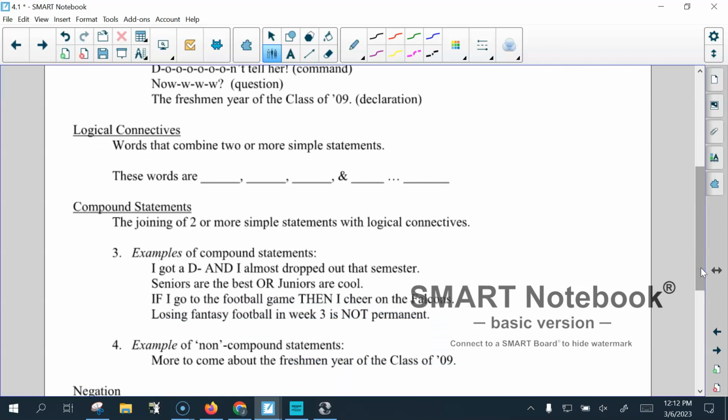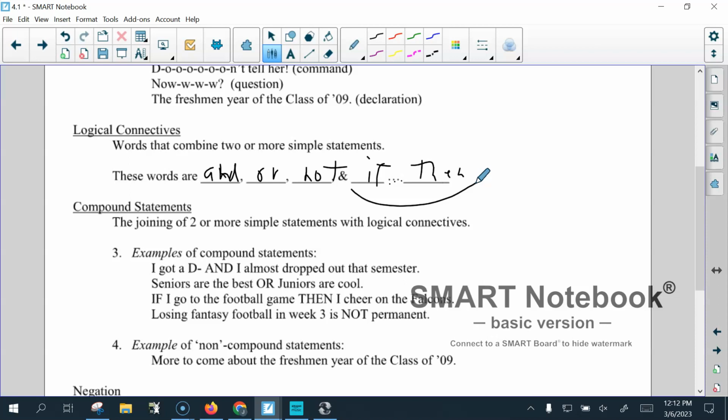All right? So, we also have logical connectives. Connectives meaning words that combine two or more simple statements. So these words are and, or, not, and then if then. Notice how there's the three dots. These are tied together. You talked about that in math class before with a hypothesis, or in science, an if-then statement. Okay, so if then go together.